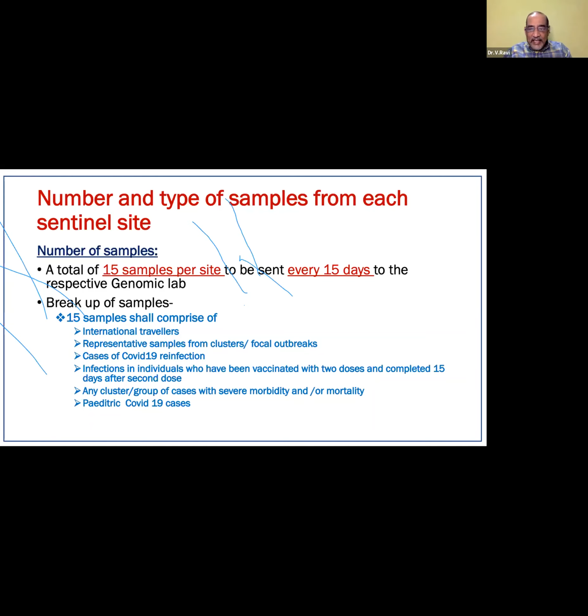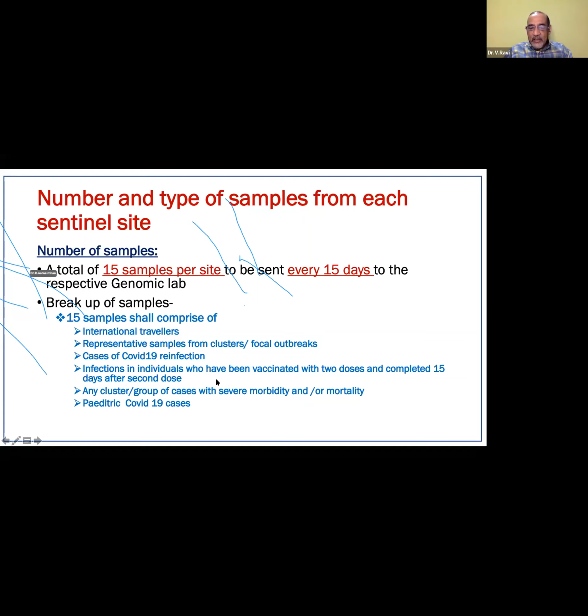And what are the categories of samples that are chosen for sequencing? It cannot be routine samples. International travelers, of course, because we import variants. Representative samples from clusters and focal outbreaks. Cases of COVID-19 reinfection.